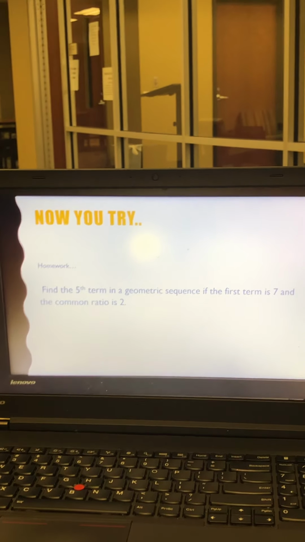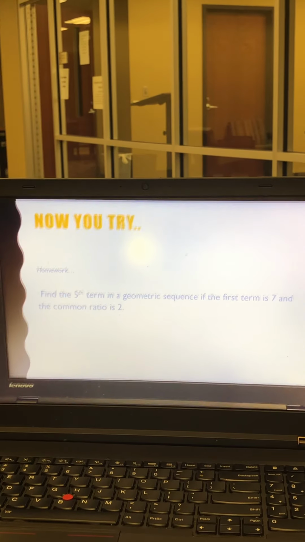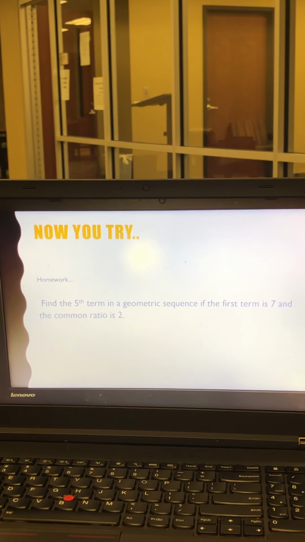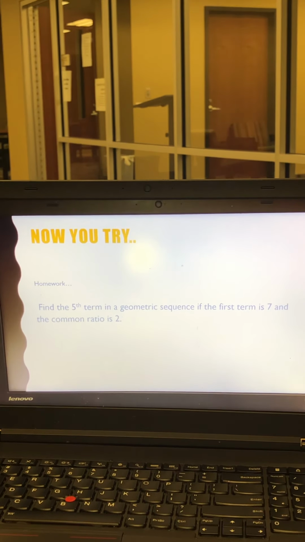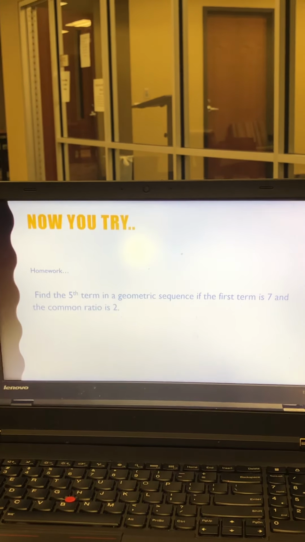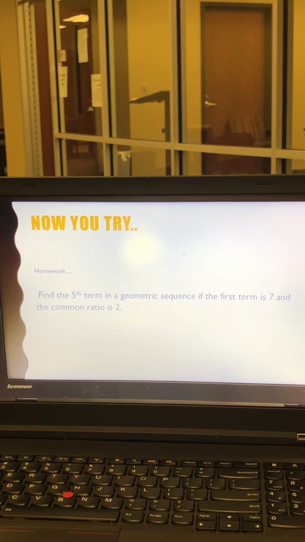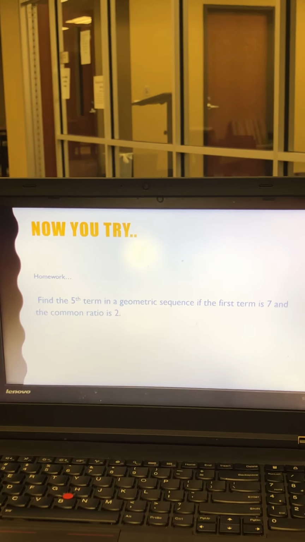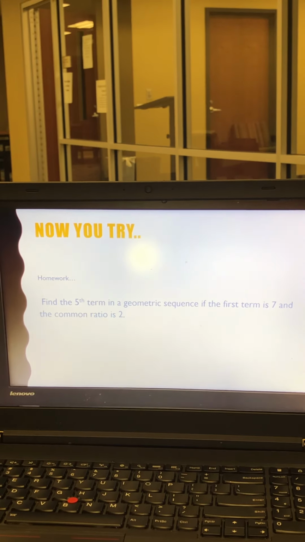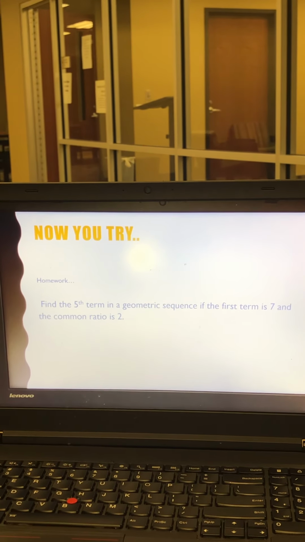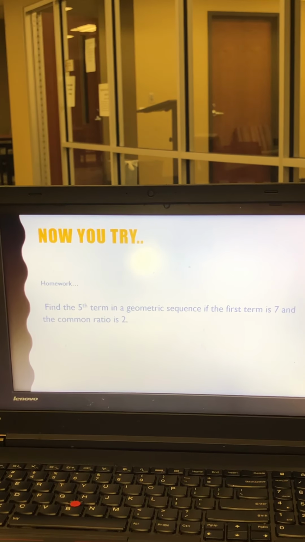Okay. So now you try. I know you hate this, but for homework tonight, you have one problem to do that is due tomorrow morning. Find the 5th term in a geometric sequence if the first term is 7 and the common ratio is 2. Make sure that you do this and it's correct, and I want it on my desk in the morning.